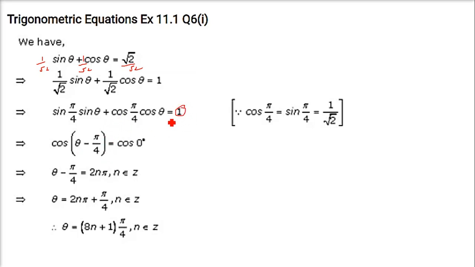And this 1 can be written as cos 0 because cos 0 is 1. So you get the cos theta equal to cos alpha formula. So theta minus pi by 4 is nothing but 2n pi. Bring it here. You get theta equal to 2n pi plus pi by 4. If you take pi by 4 common, 4 will come here. 4 times 2 is 8, so 8n plus 1 will come.